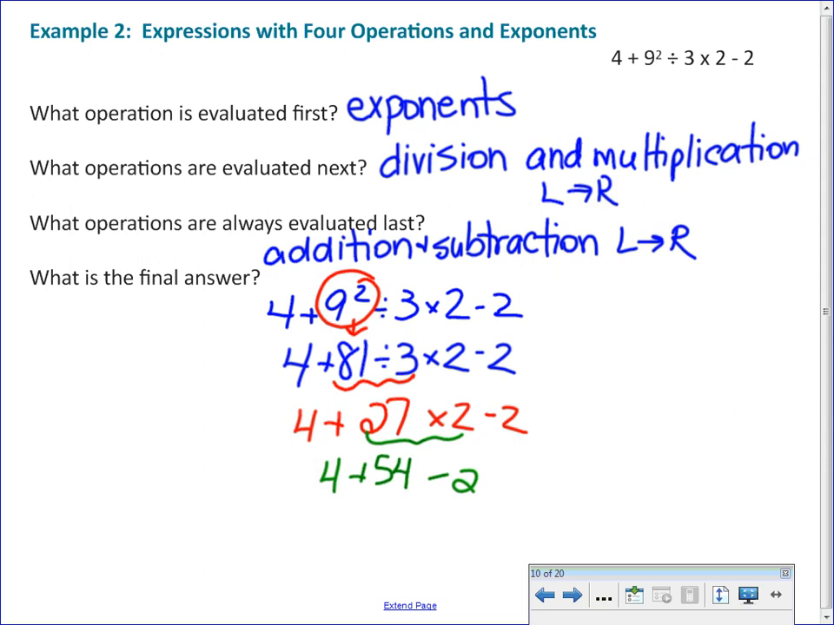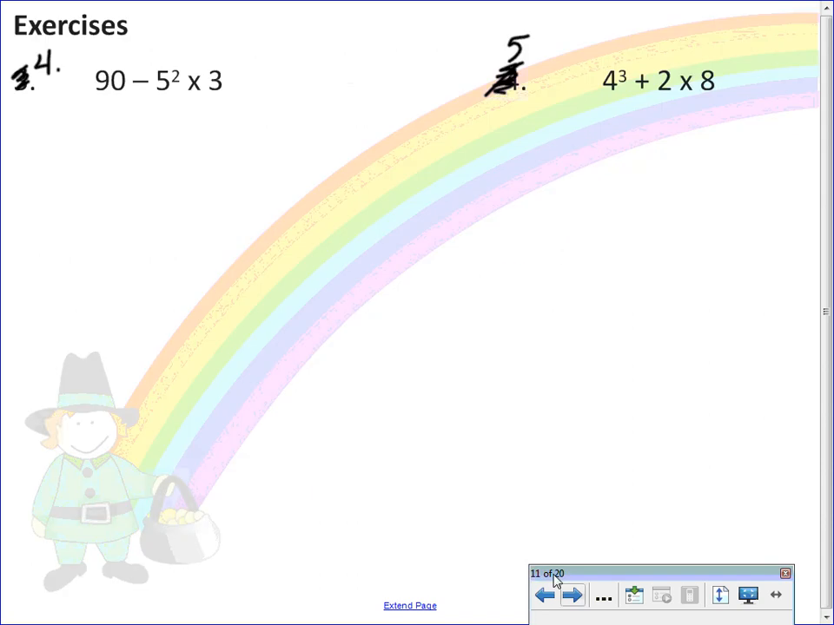Now what do I do first? Add or subtract? Yes. I do whichever comes first, left to right. So which comes first when I go to the left? Addition. So 4 plus 54 is 58. Bring down the minus 2. And the answer is 56. Okay? You can try 4 and 5 on your own. All right, let's go over these.